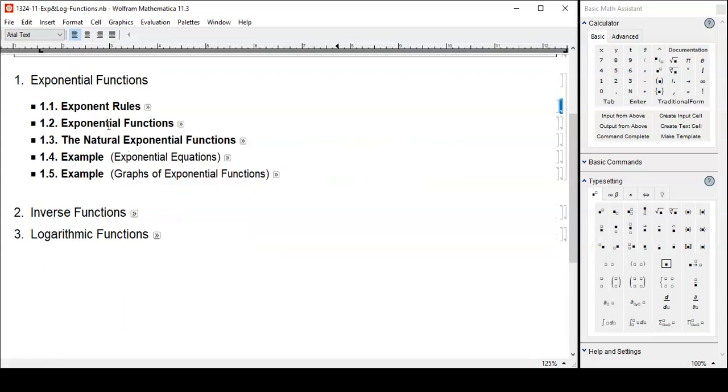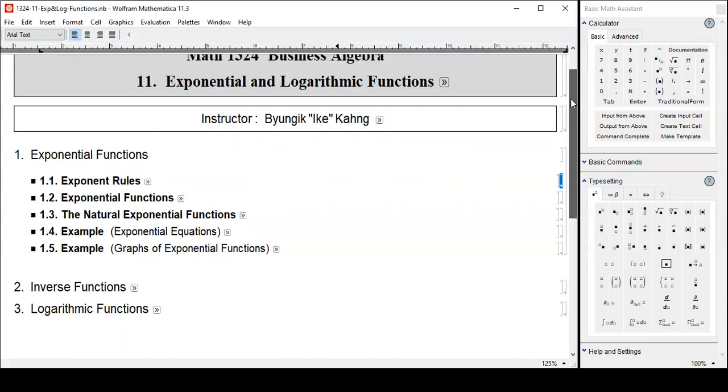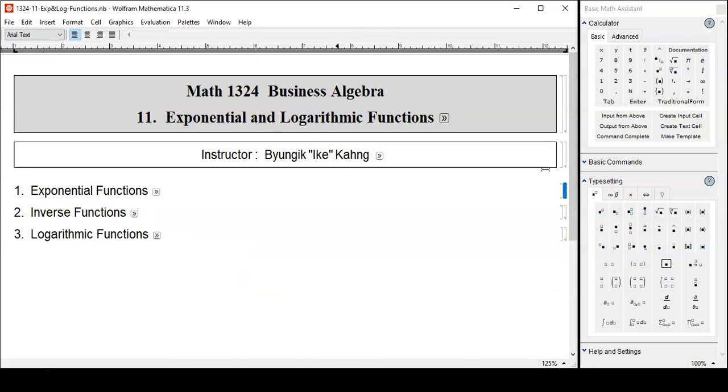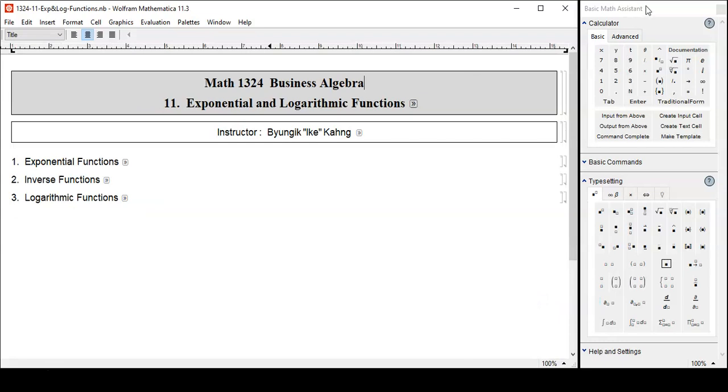Okay, the next topic, exponential functions and the natural exponential function. We're going to talk about those in a separate video. For now, let's stop here.